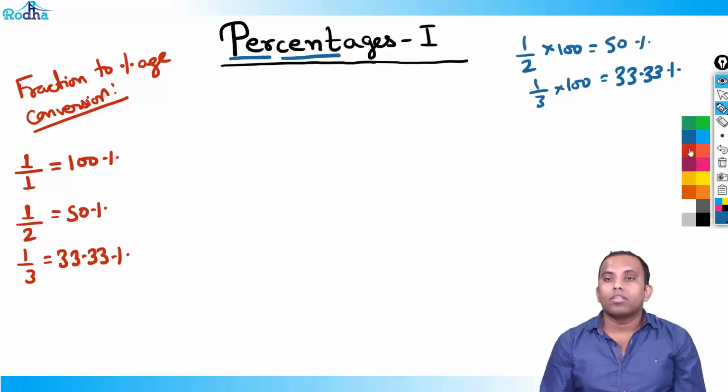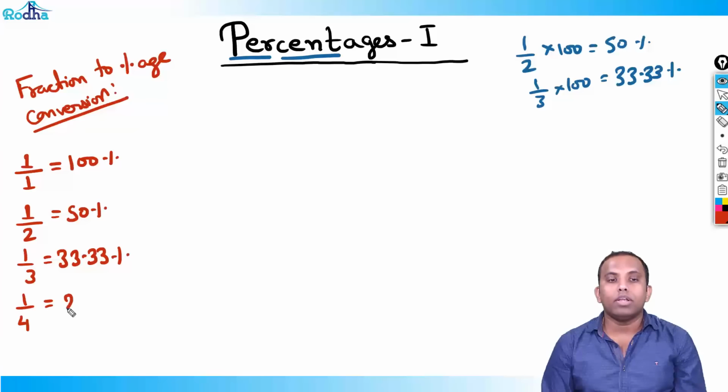Now 1 by 4 you can calculate, and you can remember it easily also. What is 1 by 4? 1 by 4 into 100 is 25%. 1 by 5 into 100 is 20%. Now 1 by 6.